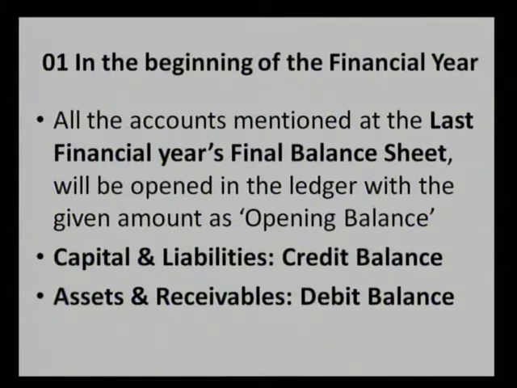Again we know that there are 4 types of accounts in the final balance sheet. First one the capital, second one the liabilities, third one the assets and fourth one the receivables. So all such accounts will be opened in the beginning of the year in the ledger and the accountant will mention the balances of such accounts as the opening balance. It is a very important part and that will be completed in the beginning of the financial year, on the very first day of the financial year.